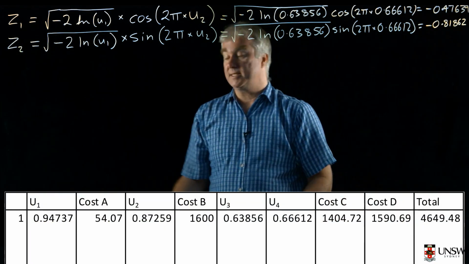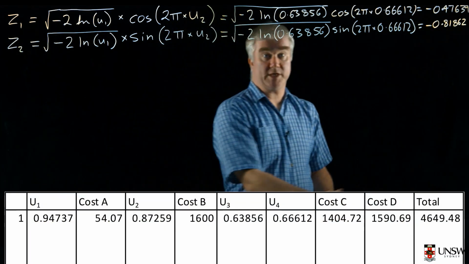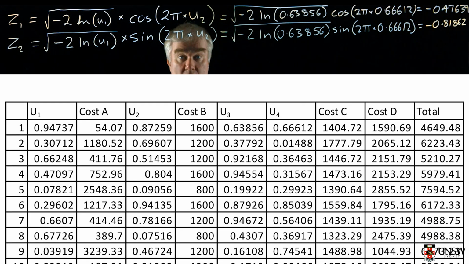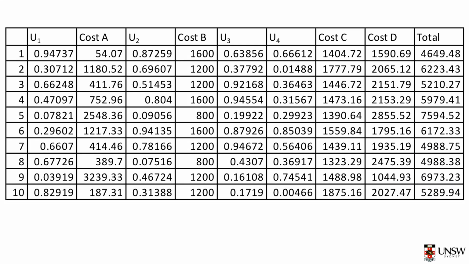So this gives us the table for our first realisation. Now we need to do that again another 9 times. And here are the answers.